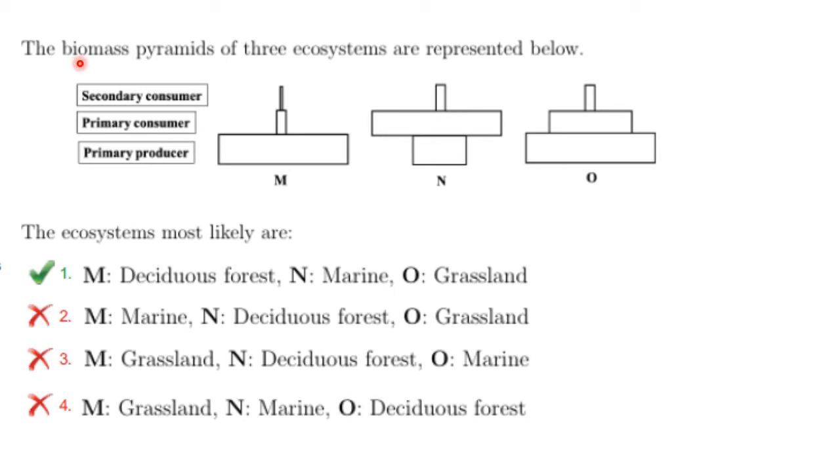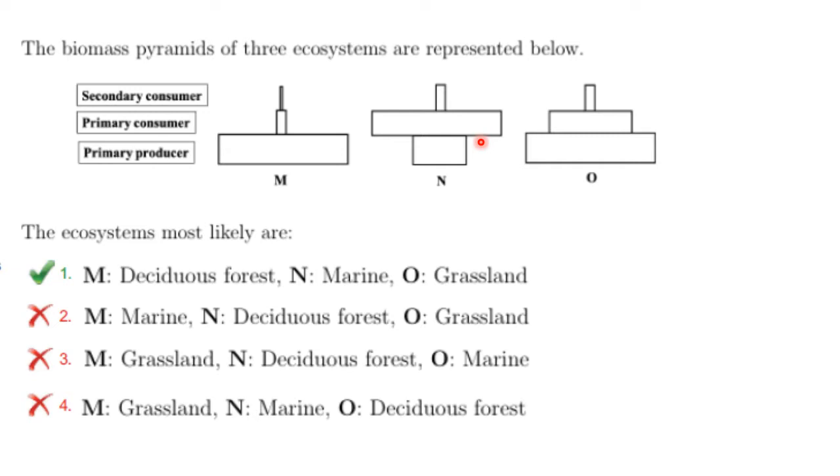Next one. The biomass pyramids of 3 ecosystems are represented below. They have given primary producer, primary consumer and secondary consumer. The ecosystems most likely are. So if it is forest, option 1 is deciduous forest. M is deciduous forest. In forest, the majority of biomass is tied up in the wood and is not available to most herbivores. So the primary producers are more in number when compared to the herbivores, that is primary consumers. So it is a deciduous forest ecosystem.